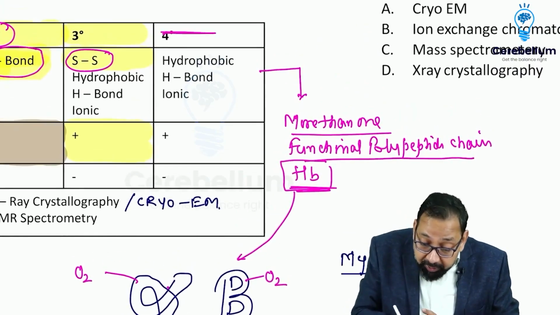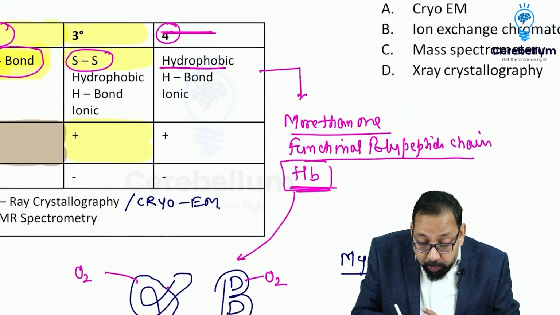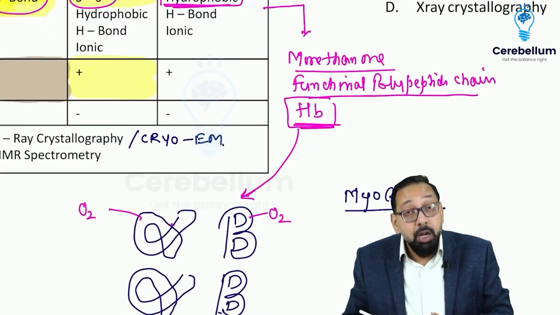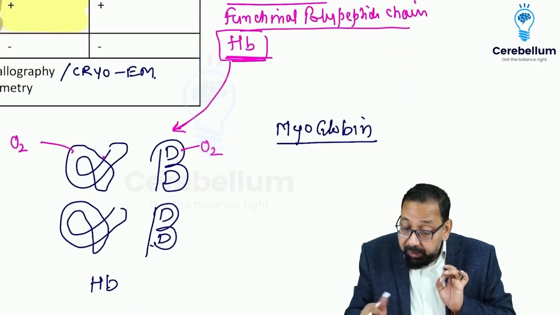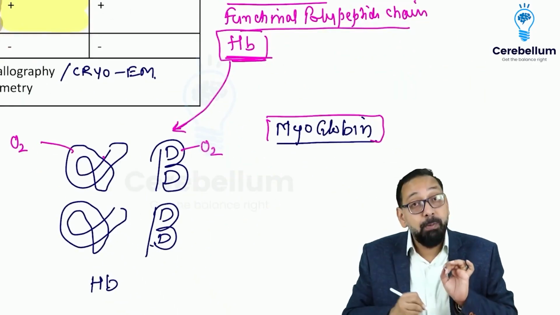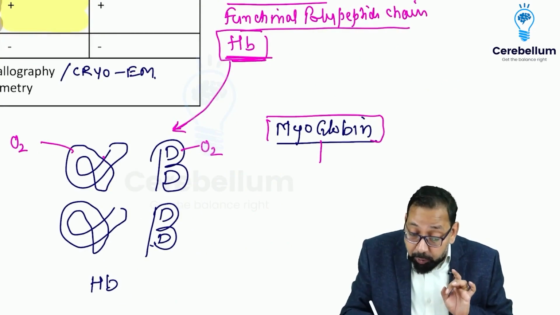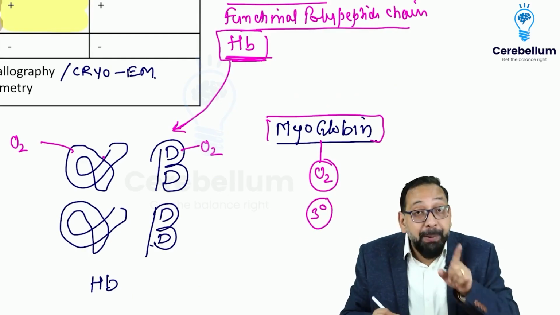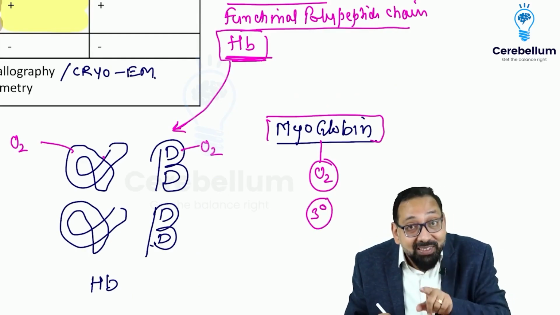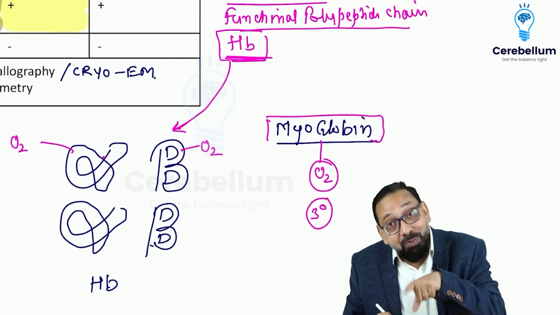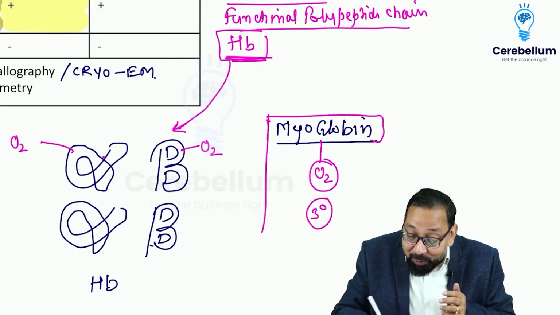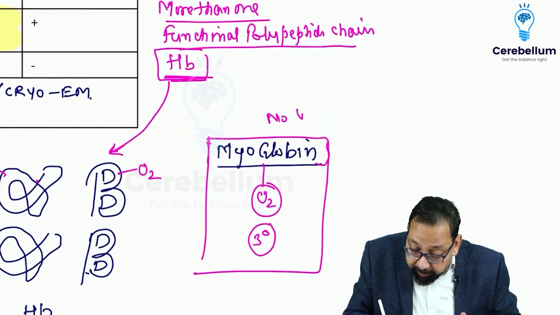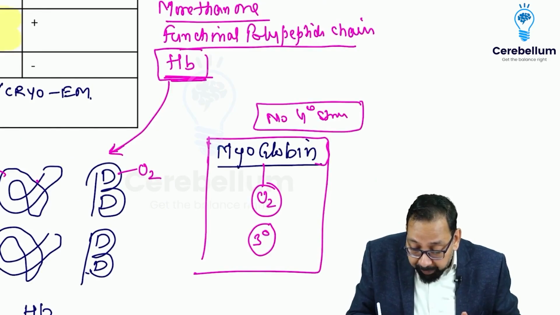The main bond of quaternary structure is the hydrophobic bond. This is a question. And hemoglobin has quaternary structure. But myoglobin has only one functional polypeptide chain, so it can bind to only 1 molecule of oxygen. So it has tertiary structure, but no quaternary structure. Quaternary structure means more than one functional polypeptide chain, but myoglobin has only one polypeptide chain. So no quaternary structure in myoglobin.